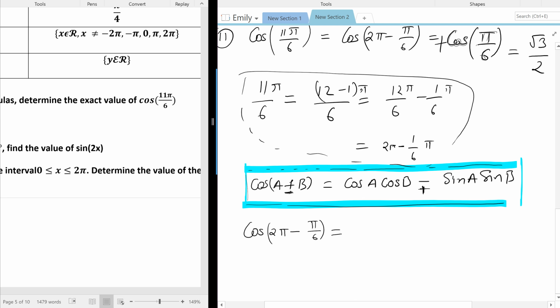Now by using it, that's my A, and that is my B. A minus B, so I do cos A cos B. Using that formula gives me cos A, which is cos 2 pi, cos B, cos pi over 6, with a positive sign, since the negative in the formula turns into positive. Then sine A, sine 2 pi, sine B, sine pi over 6. Now, what is cosine 2 pi?